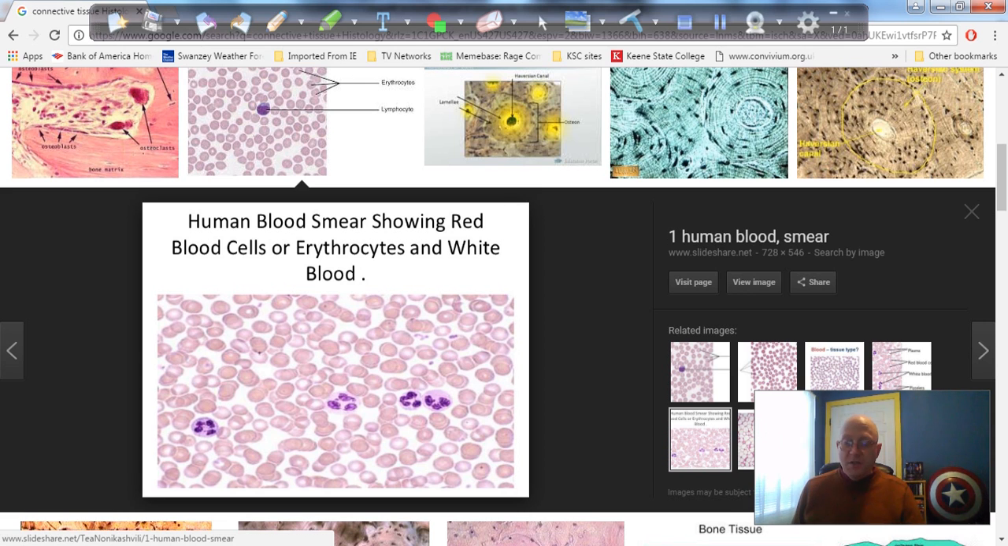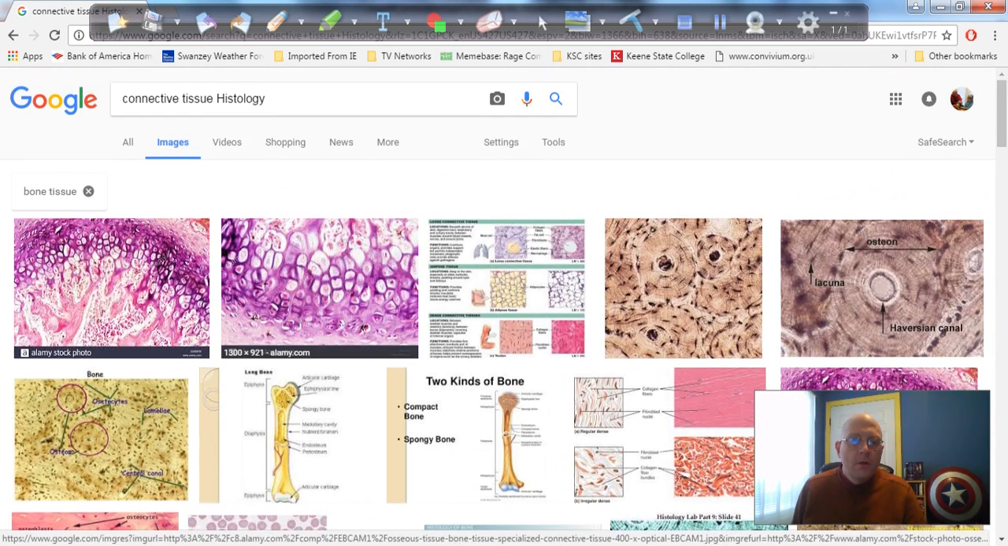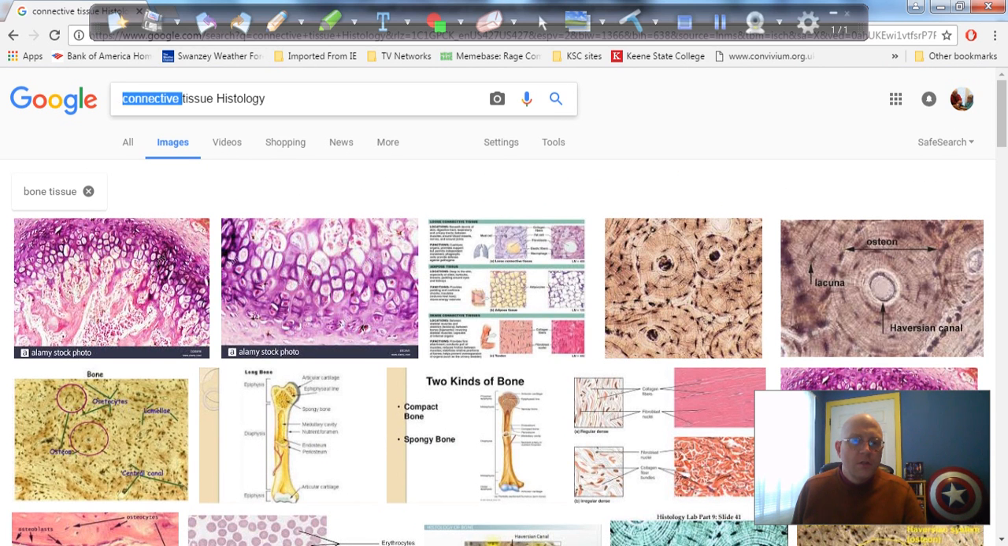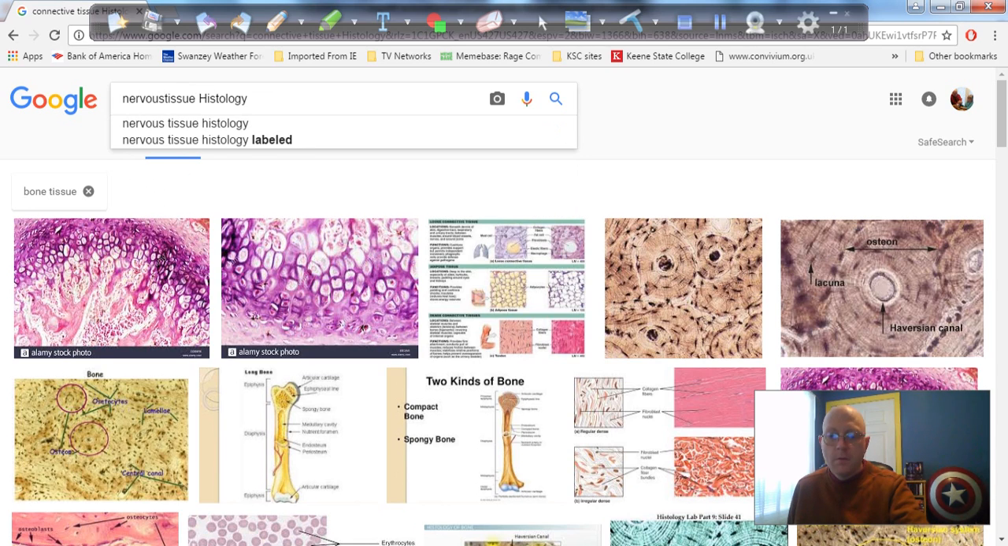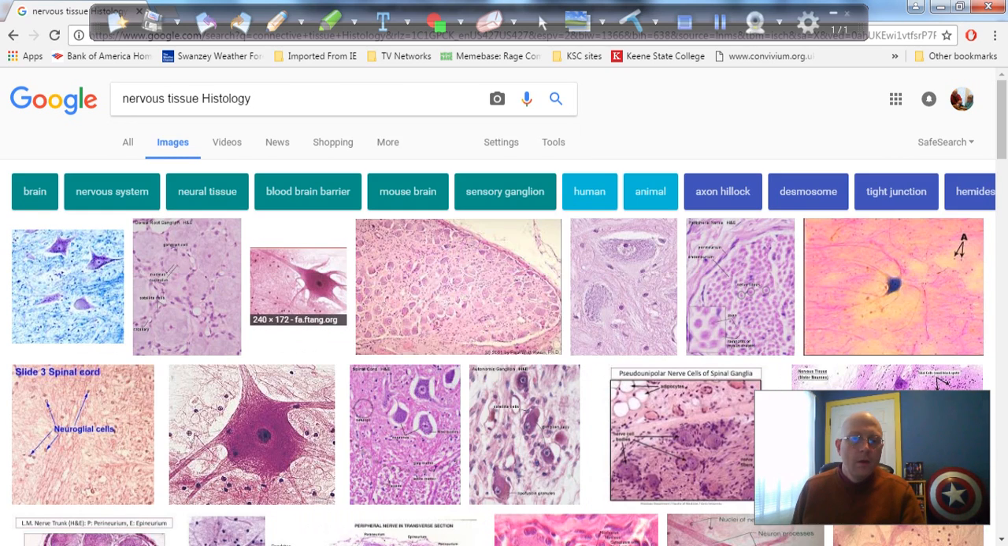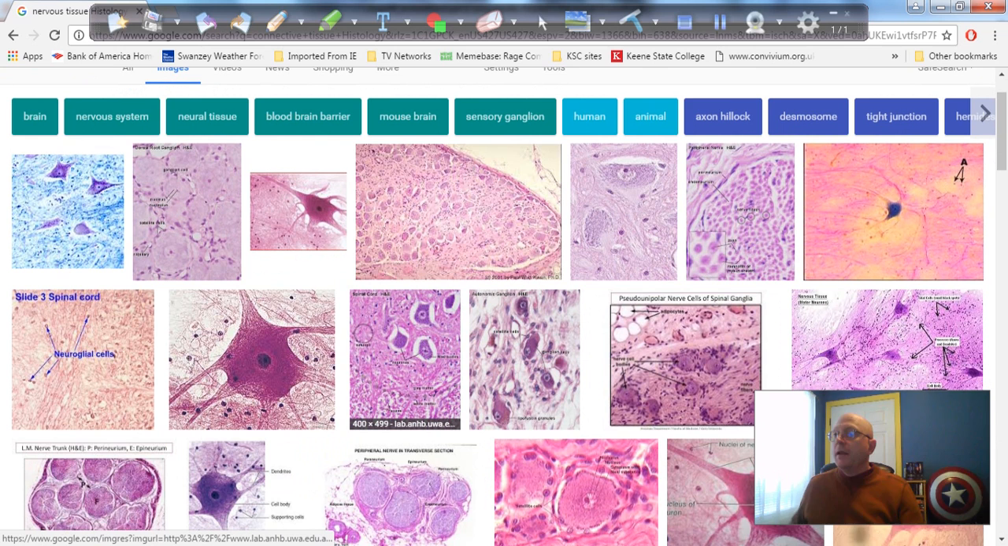There's still a couple more tissues to consider, though. Nervous tissue and muscle tissue. So, let me move to a different image. Okay, tissue histology, so nervous next. Now, nervous tissue consists of neurons and neuroglia, or glial cells.